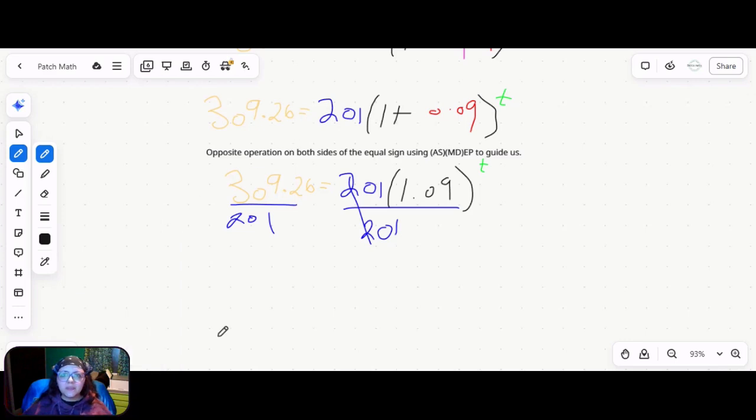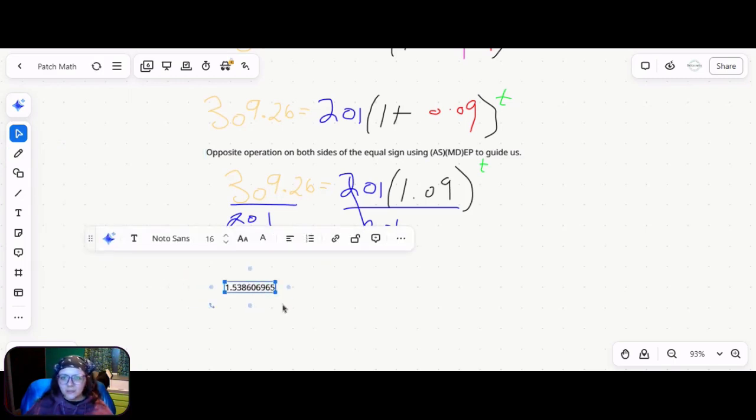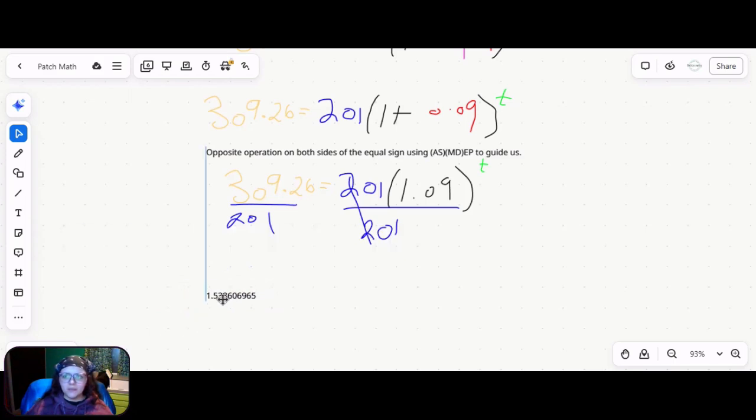Over here, just type that into your handy dandy calculator. All right, and this is what you get. That's a complicated looking number. Not gonna lie, I just went ahead and copied and pasted it from my calculator. So I'm interested to see where this will go. So we know that is equal to 1.09 raised to the t power.